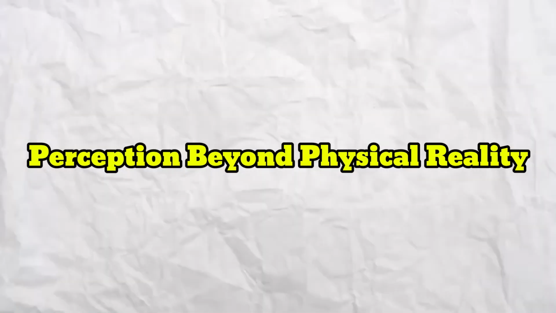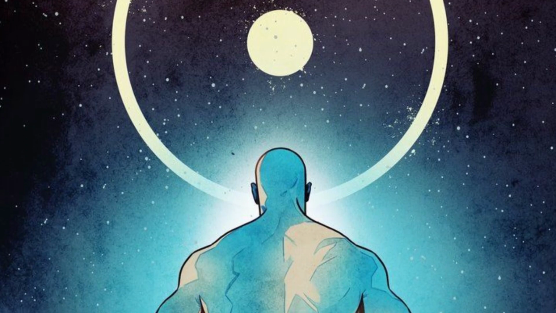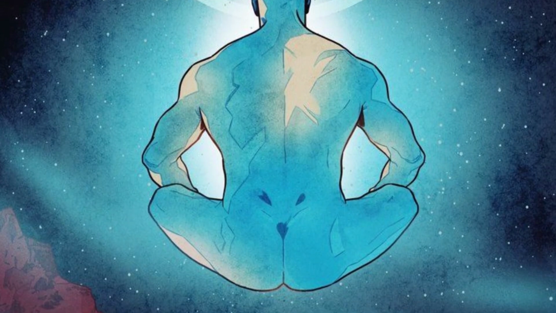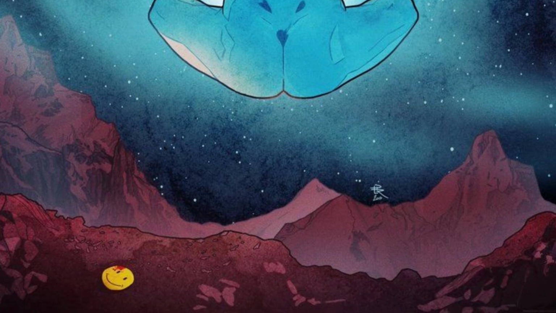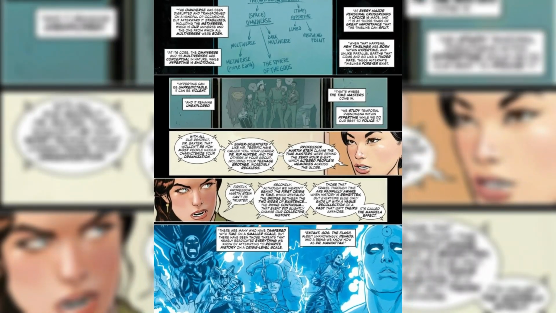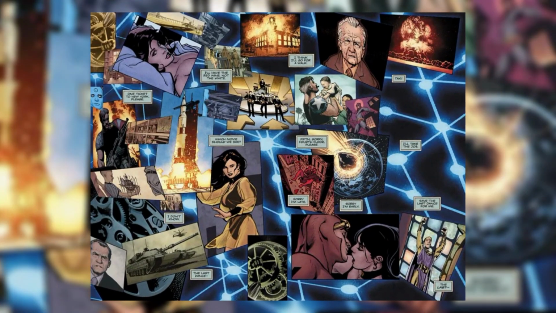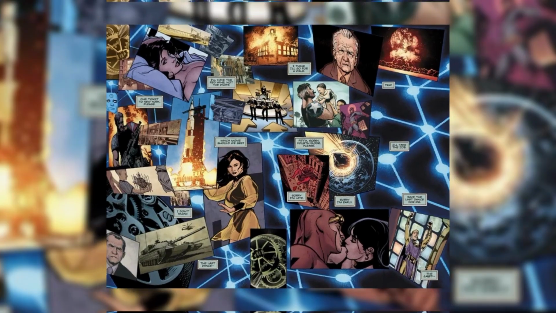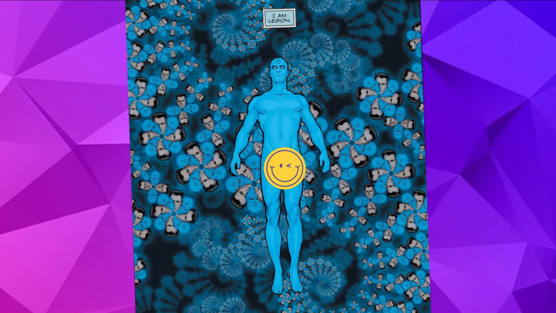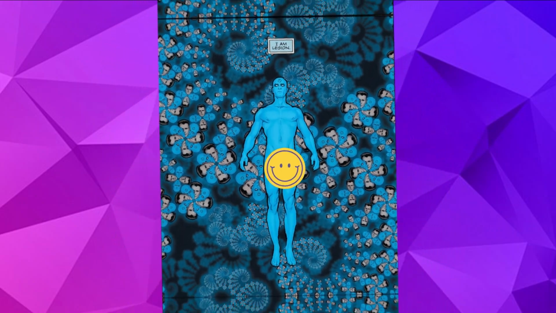Perception beyond physical reality. Dr. Manhattan perceives beyond conventional spacetime. He can observe and comprehend all aspects of the universe, from subatomic particles to cosmic events, granting him complete understanding and control over material reality. This enables him to make precise predictions about future events, although he is not always able to alter the inevitable course of those events.